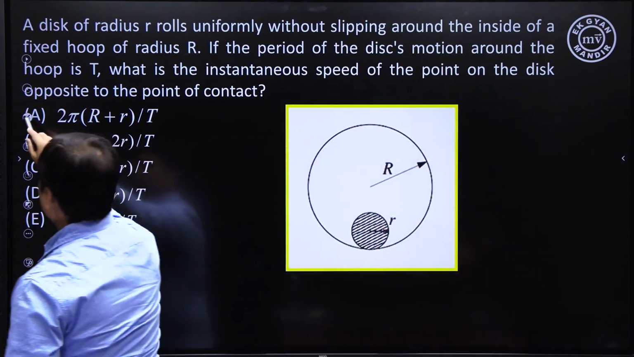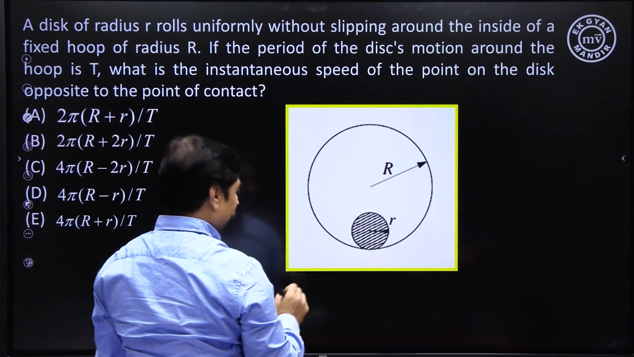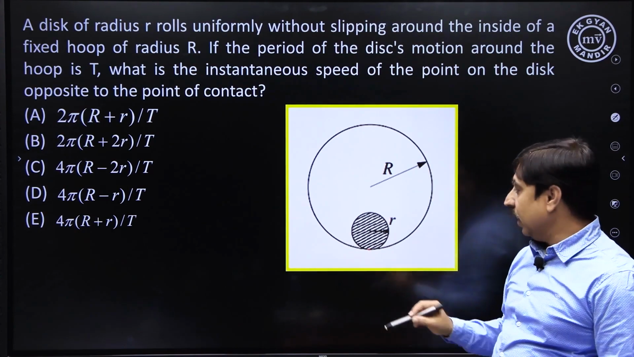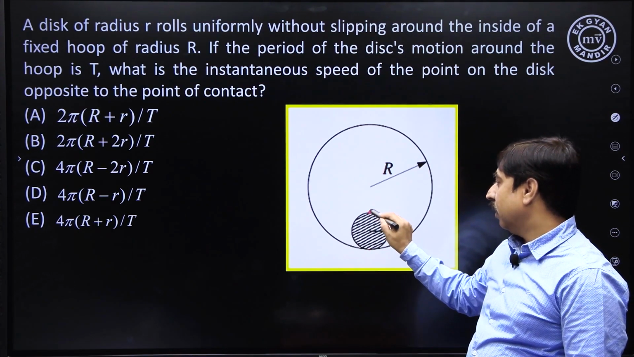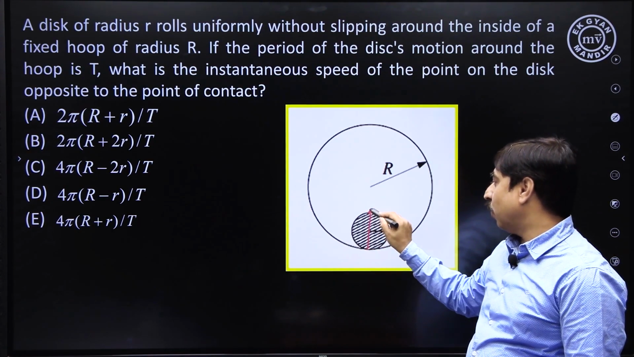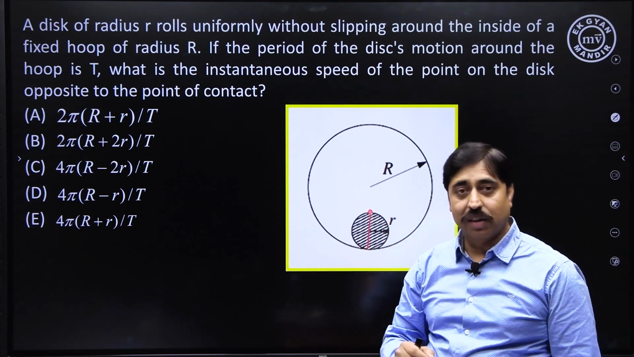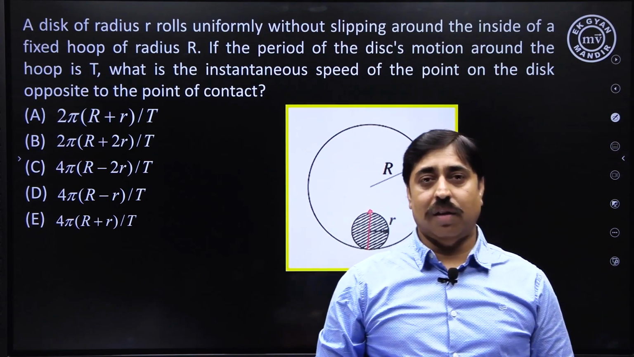Now the question is asking, if this is the point of contact, then what is the instantaneous speed of this point? The point that is directly opposite to the point of contact. What is the speed of this point of the disk? That is the question.